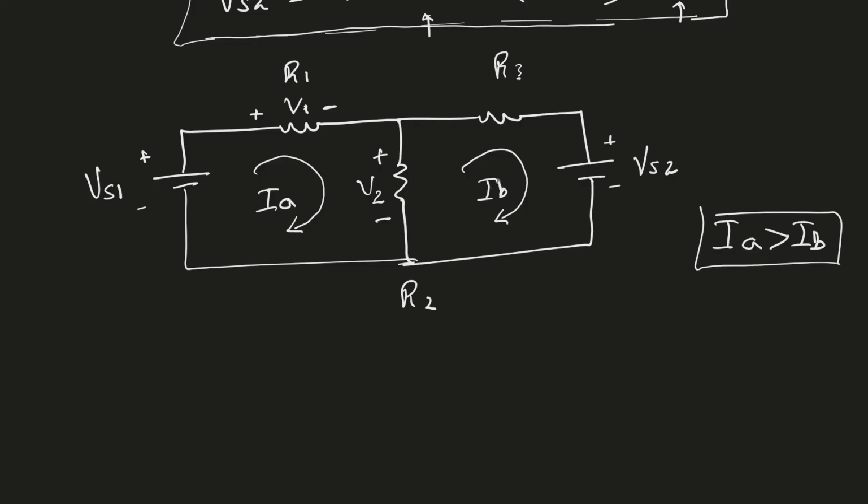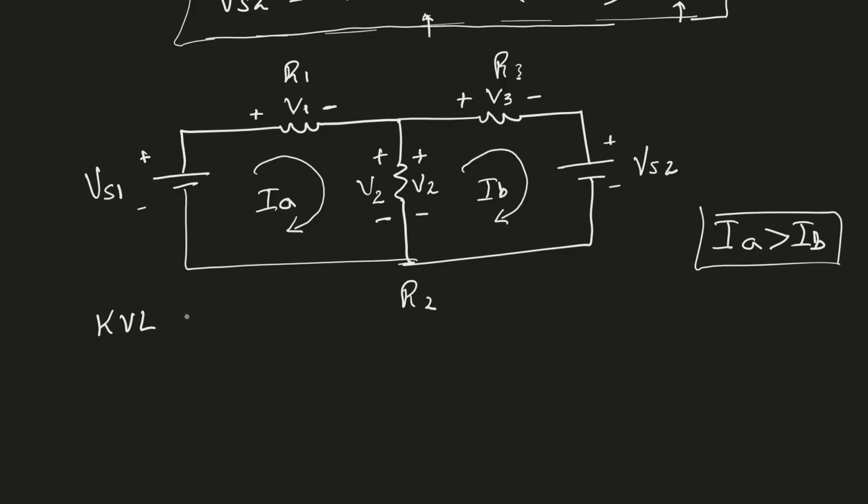When I am in loop B, again I'm going to use the same assumption. IA is larger than IB. With that assumption, this must be positive, this must be negative, and this would be my voltage V2. V3 is easy because there is only one current, IB, flowing in this resistor, going from left to right. So this is positive and this is negative, and the voltage drop is V3. Now we have assigned all three voltages in the two loops, and let's apply KVL to loop 1.